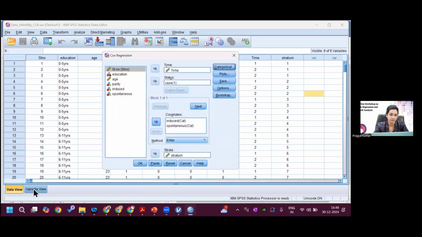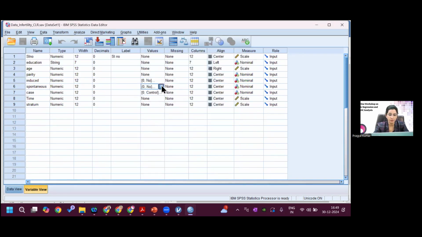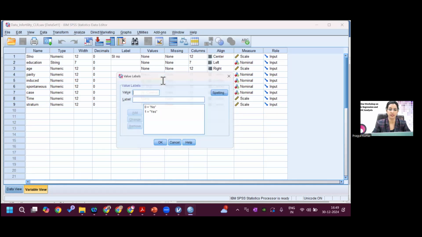Let's see. If you go to the variable, in case of spontaneous, no is 0 and 1 is yes. So last it takes as 1. But I just want this as a reference category. As we have seen in Jamovi, no is my reference now. That's why I'll be able to say. Similarly here, no is my reference.